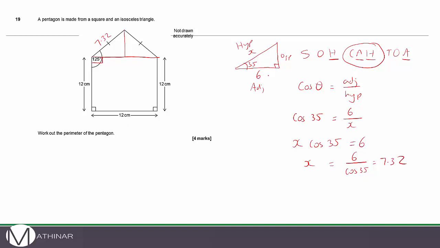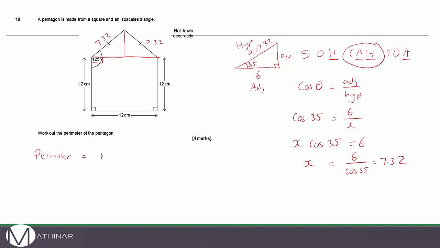Now before we continue, let's just make sure that sounds reasonable. So 7.32. Remember that hypotenuse is the longest side. Based on the information in this triangle, is the hypotenuse the longest side? Yeah, well the only other side we have is 6, and this is definitely bigger than 6. So this seems like a reasonable answer. So we know that that's 7.32, and this triangle is exactly the same, so this triangle will also have the length of 7.32. So now we can work out the perimeter by adding up all of the sides.